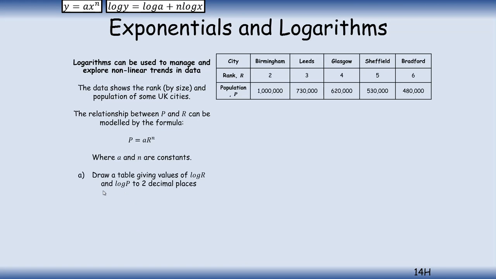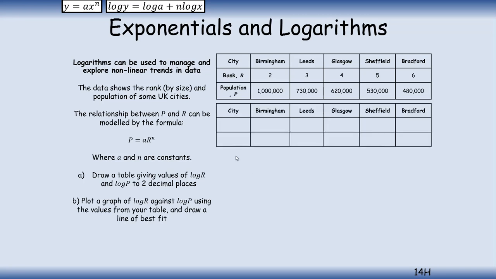Our task then is first to tabulate the values of log r and log p to 2 decimal places, and then plot the table, log r against log p, and then draw a line of best fit through the points. So there's our table, log r and log p. What I want you to do is use your calculator and fill in the data. Log to the base 10 of r across there, log to the base 10 of p across there. Click pause now, fill those in, and you can check in just a minute. Okay.